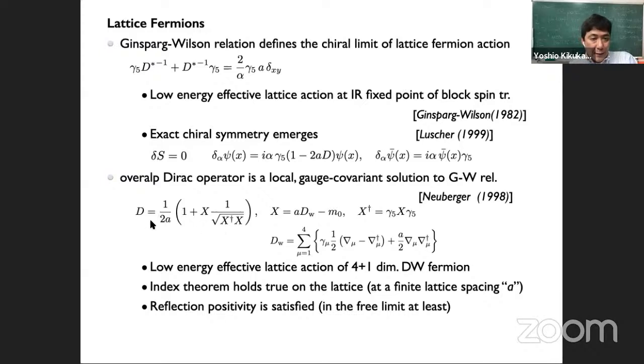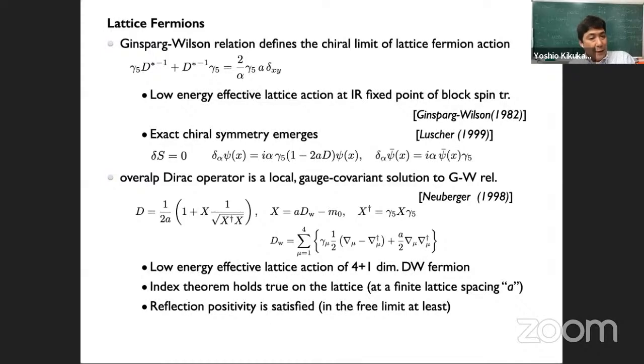And the lattice fermion defined with this Dirac operator is nothing but the low energy effective lattice action for 4+1-dimensional domain wall fermions. And for gauge theories, since D is constructed gauge covariantly, we can formulate a lattice Dirac fermion coupled to the gauge link variables. And then we can show that the index theorem holds true on the lattice, because the chiral transformation produces a non-trivial Jacobian, and it precisely reproduces the index theorem on the lattice. And also in the free fermion case, reflection positivity is also proved.